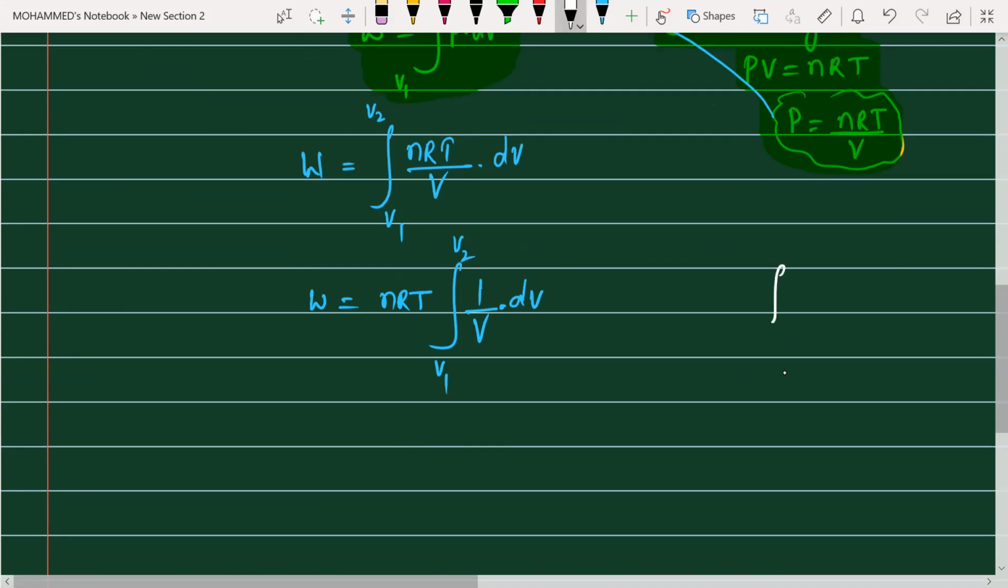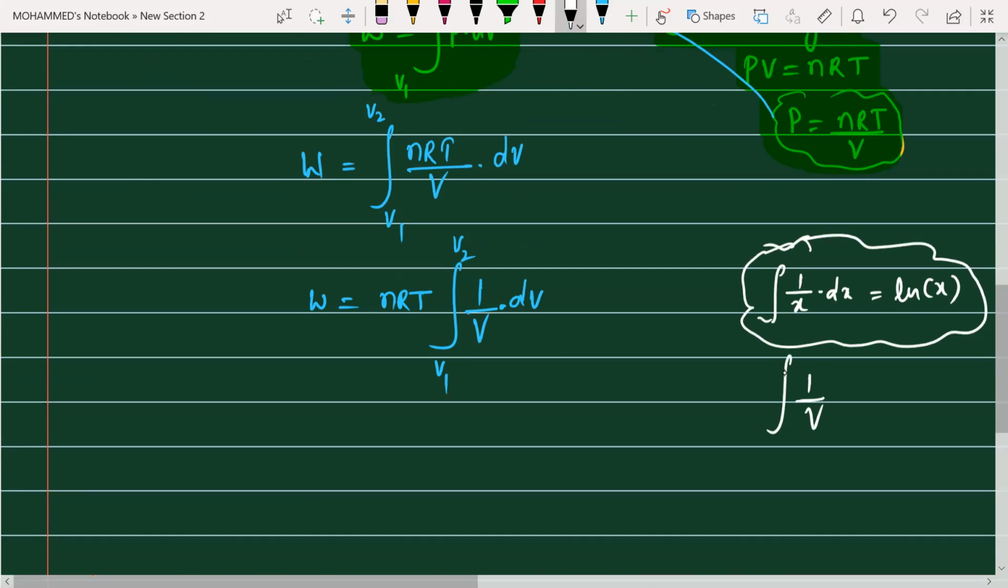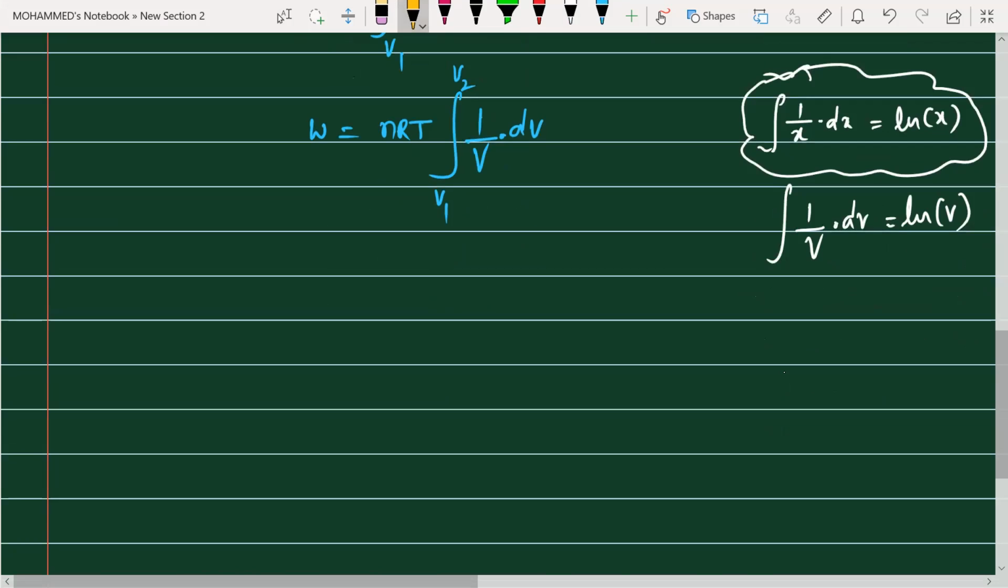You already know the basic mathematics: the integral of 1 by x into dx is equal to ln of x. So I can write that the integral of 1 by V into dV will be equal to ln V. So W is equal to nRT times ln of V, with limits from V1 to V2.